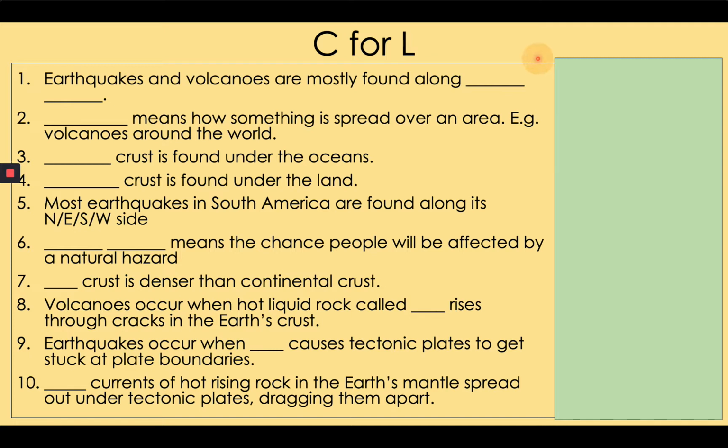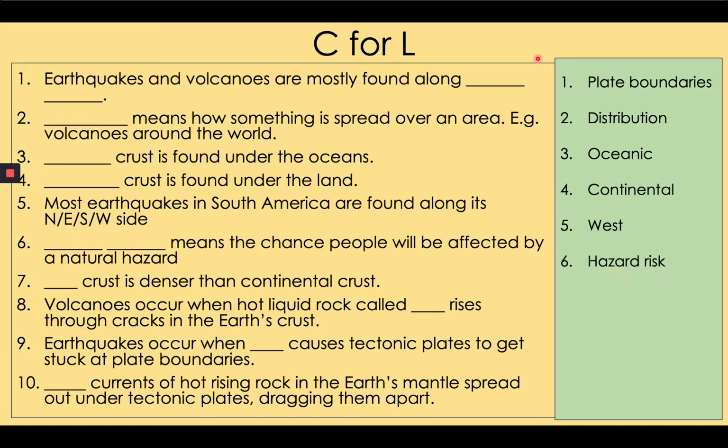Earthquakes and volcanoes are mostly found along plate boundaries. Distribution means how something is spread out over an area. For example, volcanoes around the world. 3. Oceanic crust is found under oceans. 4. Continental crust is found under the land. 5. Most earthquakes in South America are found along its west coast. 6. Hazard risk means the chance people will be affected by a natural hazard. 7. Oceanic crust is denser than continental crust.